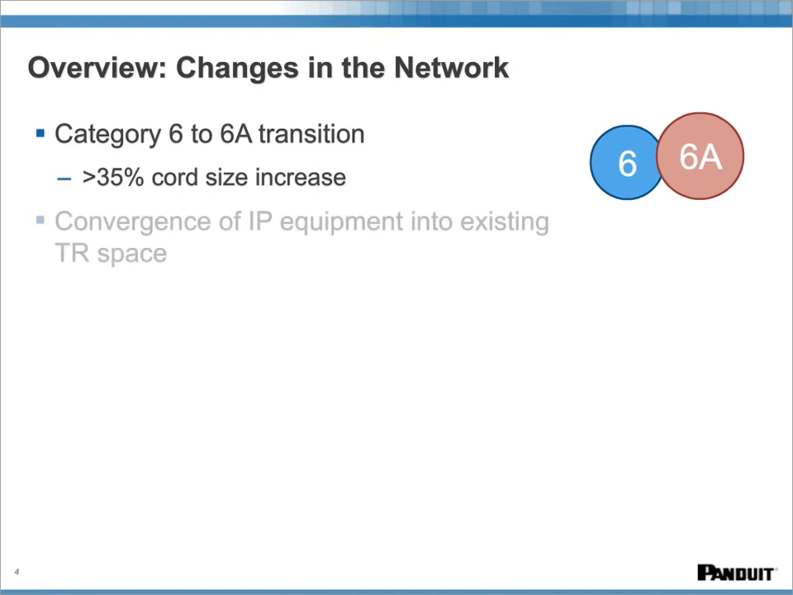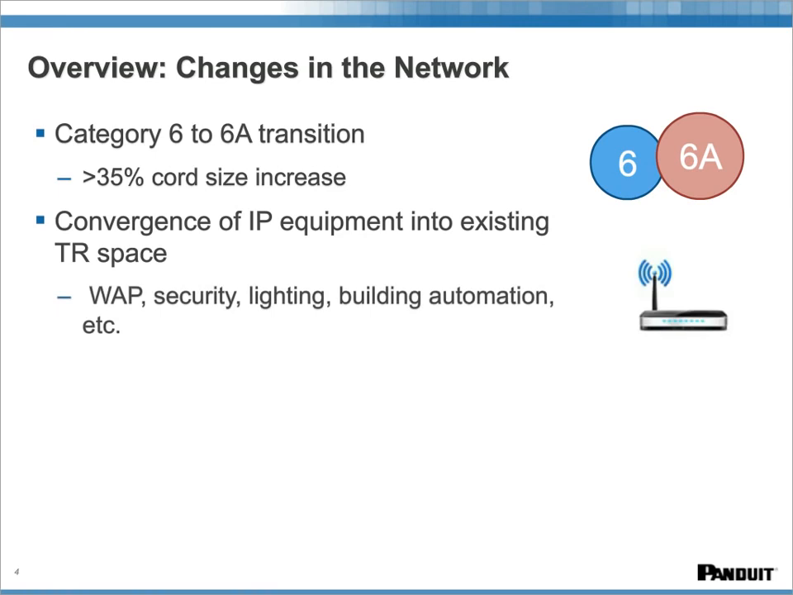There's also the convergence of lots of new IP-based equipment into the existing TR space. Wireless access points, security devices, maybe even some IP lighting going in, different degrees of building automation, etc. And all of this is bringing, of course, new equipment that goes along with it that's expected to be housed in the TR.